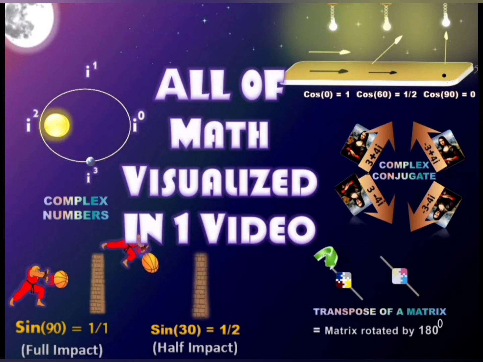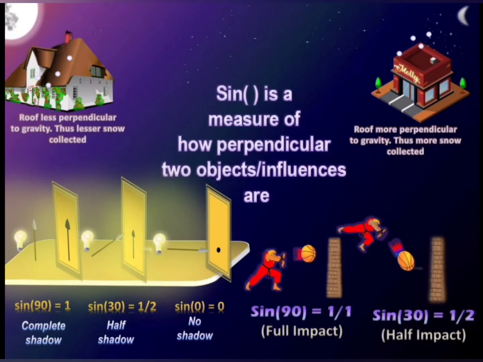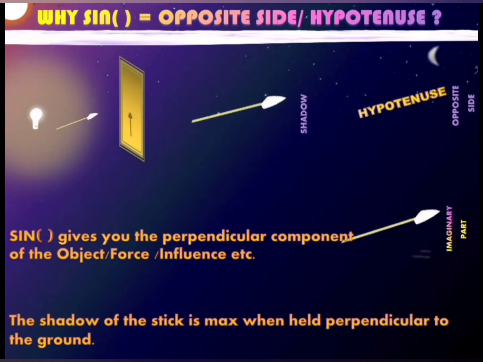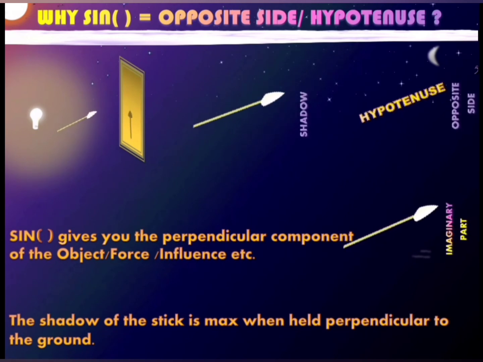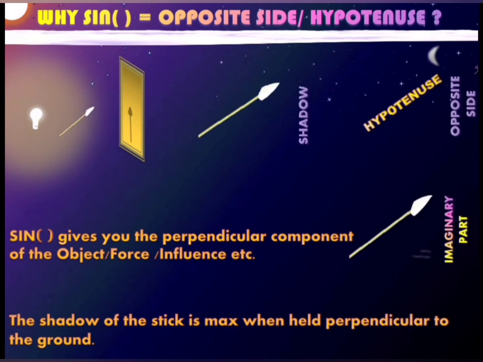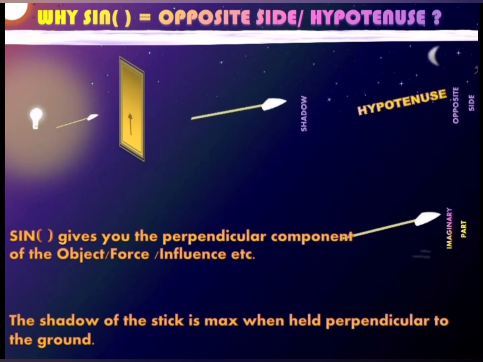What if there's an ebook where at least the building blocks of math can be visualized with the help of intuitive images like the way you're seeing on the screen? What if sine theta can be visualized as a measure of how perpendicular two forces or influences are? In other words, sine theta comes into math whenever two forces are such that they produce maximum impact when acting perpendicular to each other. What if you can visualize the actual reason of why sine theta equals opposite side upon hypotenuse with the help of an animated example as you are seeing on the screen?